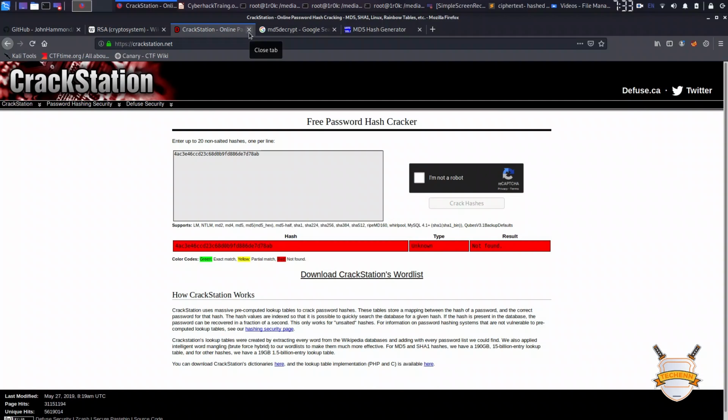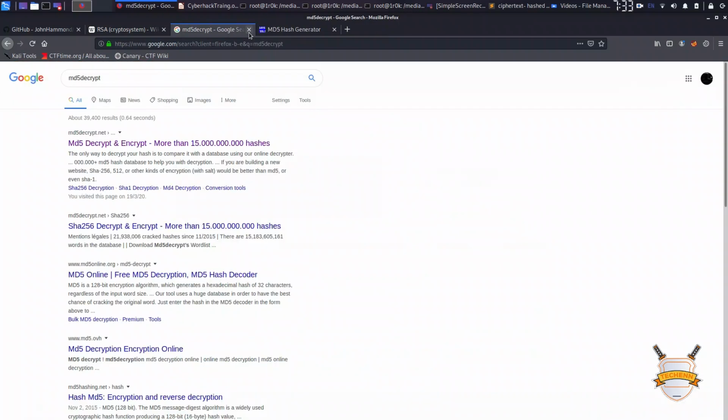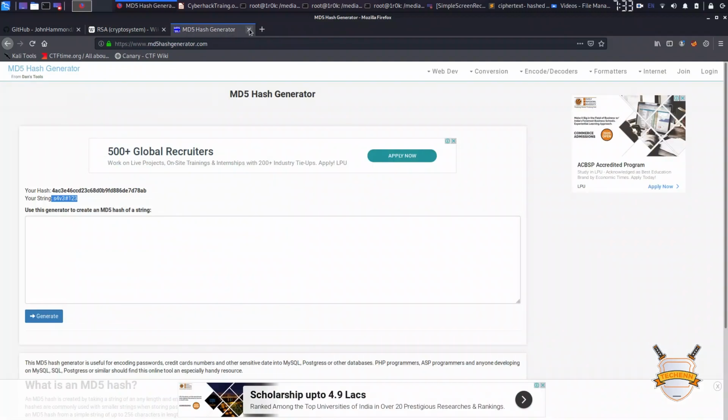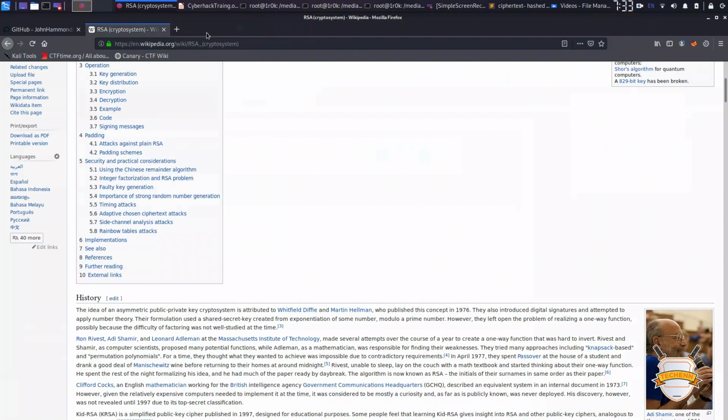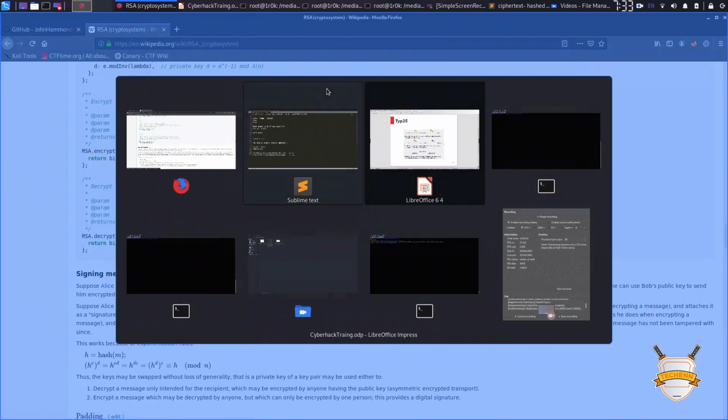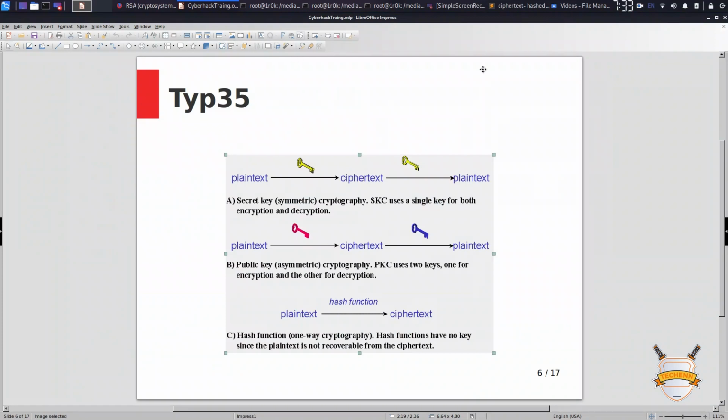So it depends whether the hash given is crackable or not. Hashing is an irreversible process, but it can be decrypted using this way. Okay. Now proceeding further.